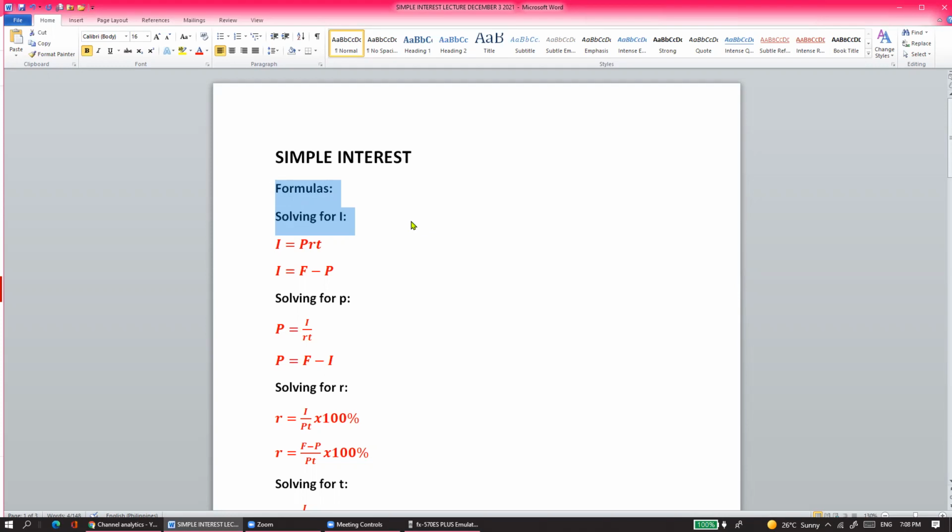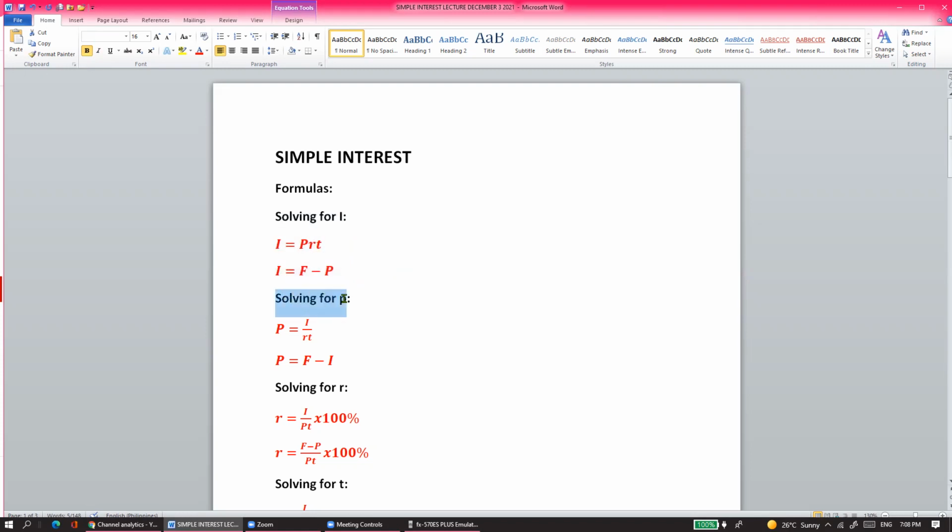Una, we have the formulas on how to solve for the simple interest I. Yung unang naka-highlight, I is equal to PRT. And then we also have I is equal to F minus P. Ang ibig sabihin, full amount minus the capital or the principal. So ito yung ways kung paano tayo mag-solve ng unknown interest in any given problem.